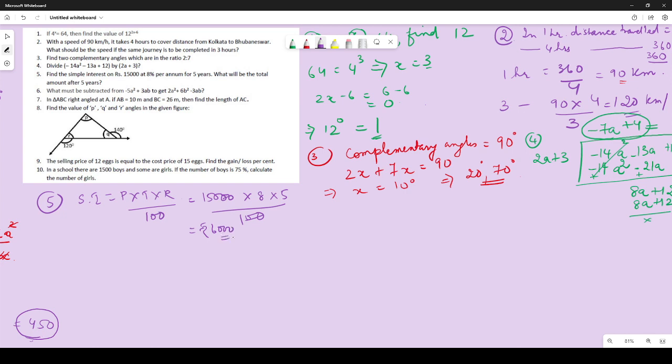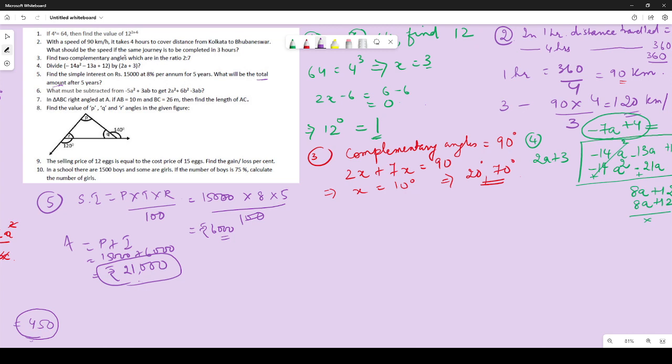Now remember, you don't have to leave the question over here, because the second part says what will be the total amount after 5 years. So you have to find the amount as well, and you know A is equal to P plus I. So 15,000 plus 6,000, the final answer will be rupees 21,000 over here. So this should be your answer.